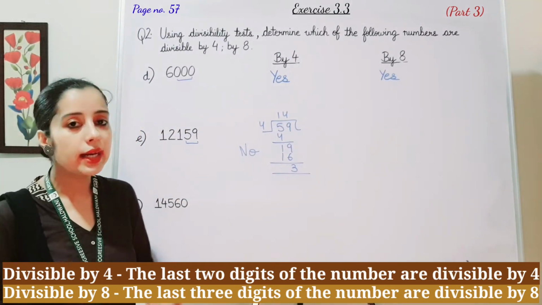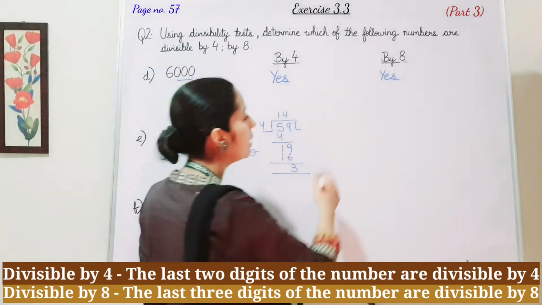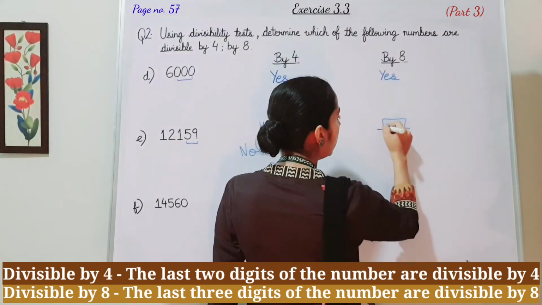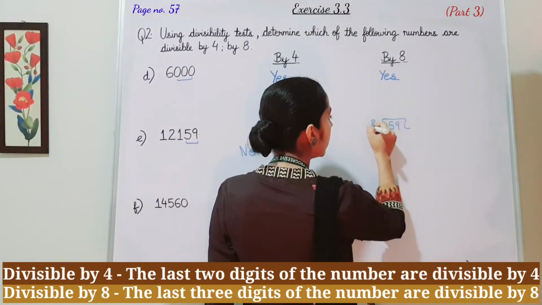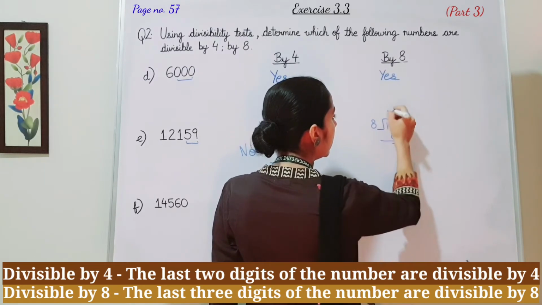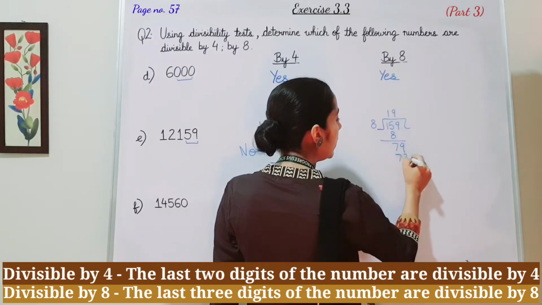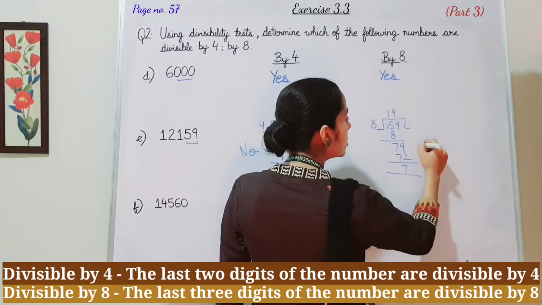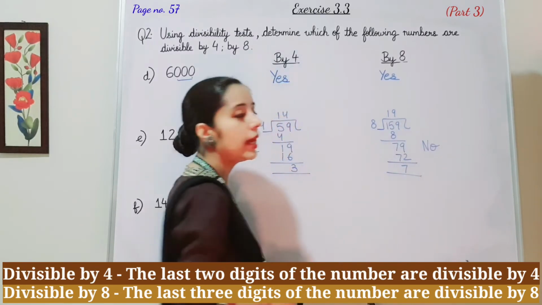Now for divisibility by 8, take the last 3 digits, that is 159. So divide 159 by 8. 8 ones are 8. It will be 79. 8 nines are 72. The remainder we have is 7. So it is not divisible by 8.